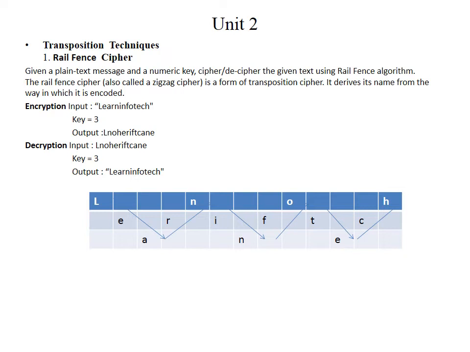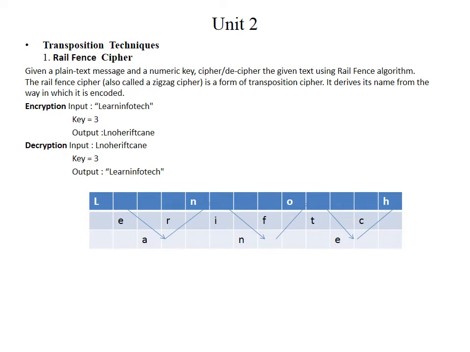So 13 letters are there, so 1, 2, 3, 4, 5, 6, 7, 8, 9, 10, 11, 12 and 13 columns are there, and the key is 3. So the number of that key is the number of rows that should be there. As per the condition, you have to arrange the letters in a zigzag way, from downward to upward direction. So diagonally we arrange L, E, A, R, N, I, N, F, O, T, E, C, H. So this is how it is arranged.